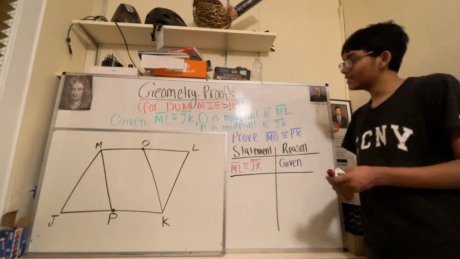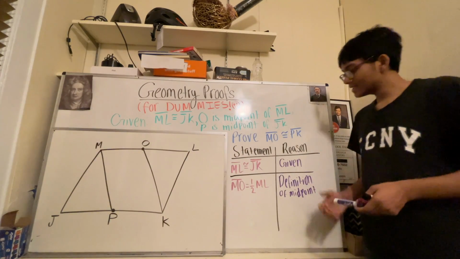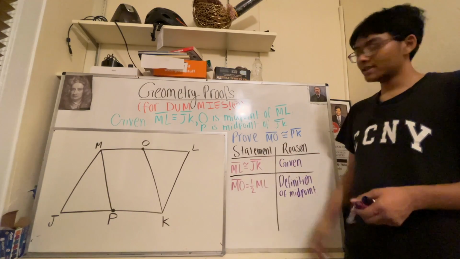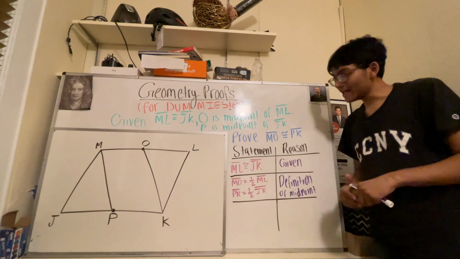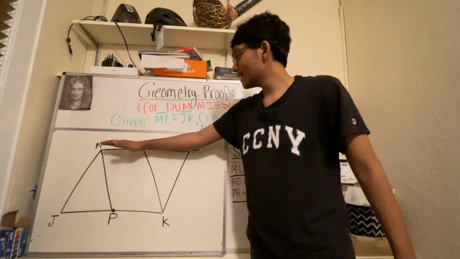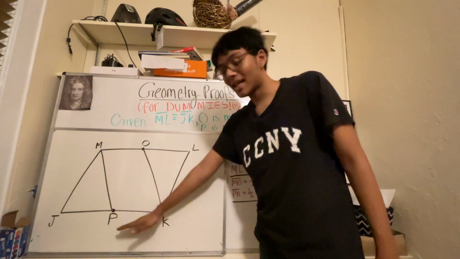So our second statement is that O chops up ML in half. So we just said that O chops up ML in half by saying that MO is half of ML. Right, so our last statement is that, well, we said that ML is congruent to JK. We chopped both of them in half, so MO has to be congruent to PK.